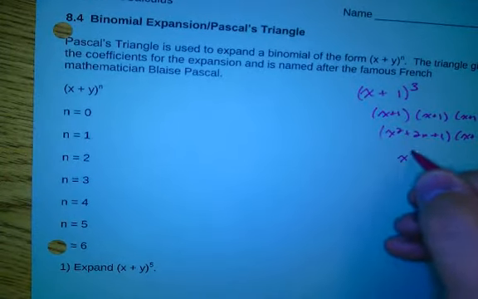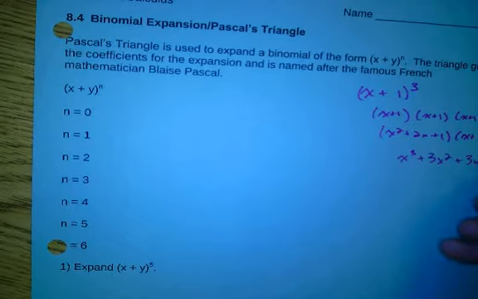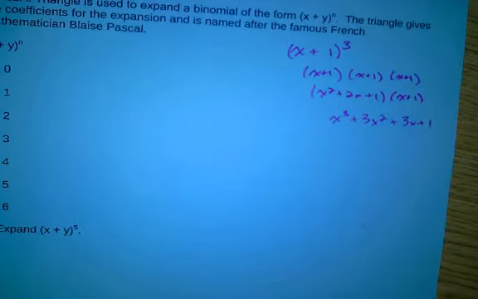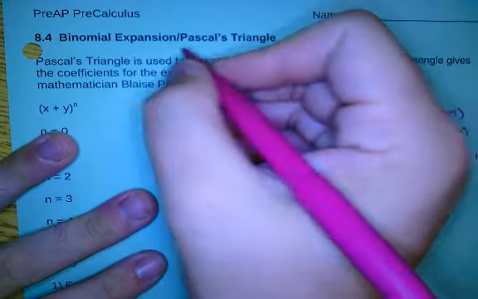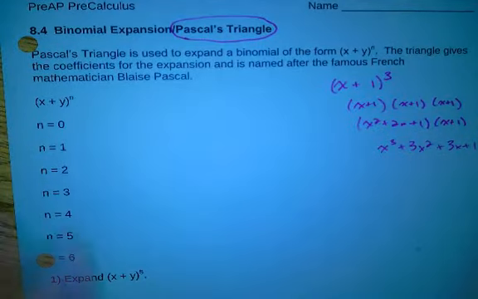Right off the bat, I would know this is x to the third plus 3x squared plus 3x plus 1. There's a nice little shortcut to that. It all starts out with Pascal's triangle. Have you ever heard of that one before? Pascal's triangle is used to expand a binomial of the form x plus y to the n. The triangle gives the coefficients for the expansion and is named after the famous French mathematician Blaise Pascal. Here's the triangle.